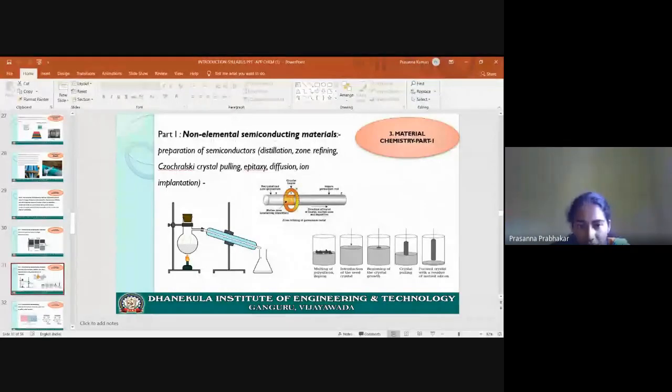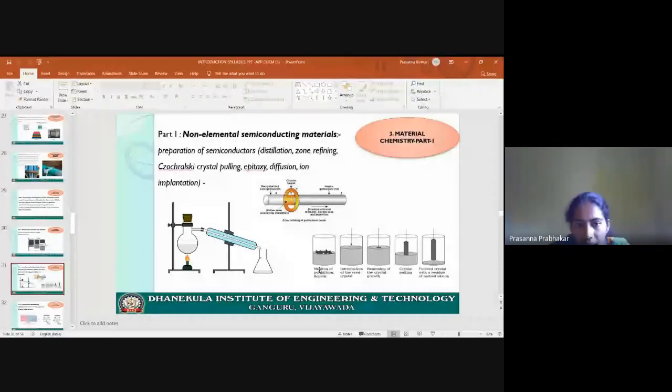But the many important topics in the preparation of semiconductors are these. This is the zone refining process. These two diagrams are helpful for the zone refining method. This diagram is useful for the Czochralski crystal pulling technique. In further classes, we will discuss how to prepare semiconductors by using these two methods.